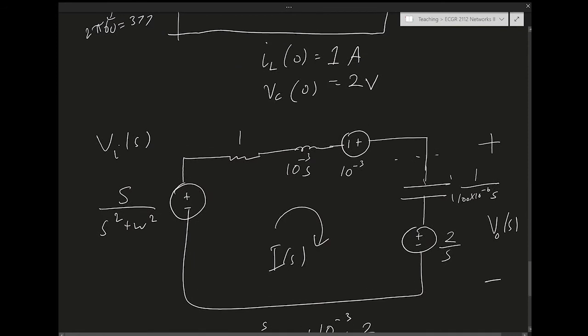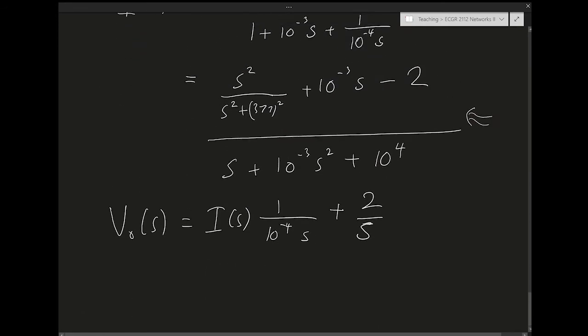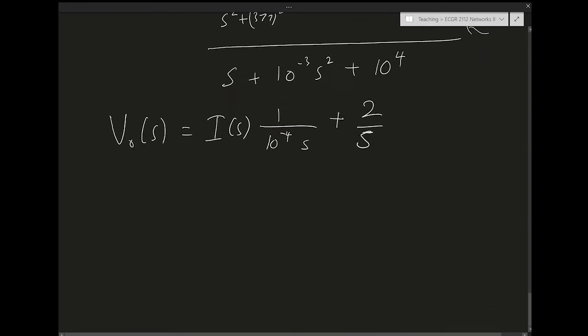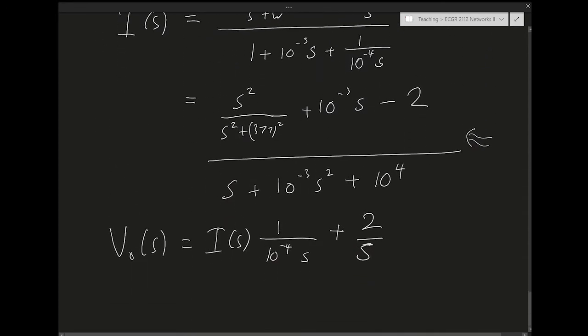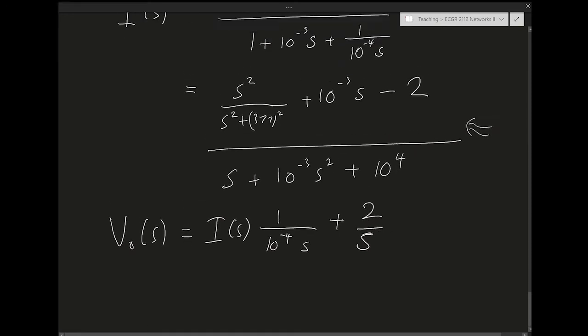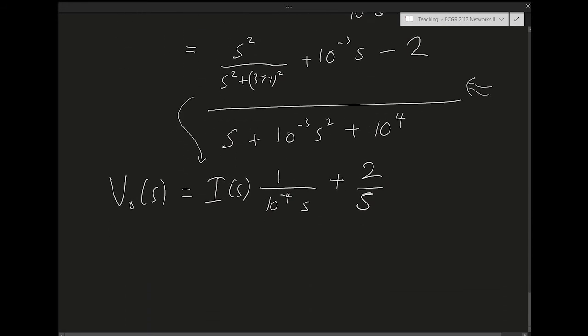This is what VO is going to be. So this is what VOS is. It's IS times this impedance plus this voltage representing the initial condition. We said this is what the whole VOS is. And it's going to look something like this. So we can simply plug this IS here to get the value for VOS. We need to do a bit of polynomial manipulation here, but that's fine.